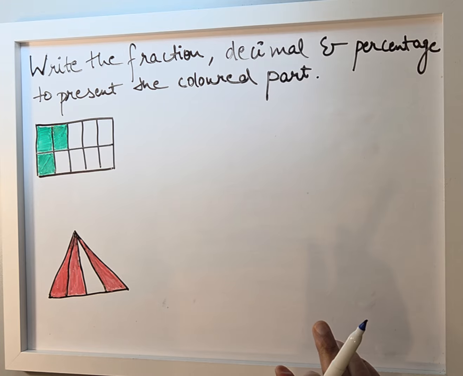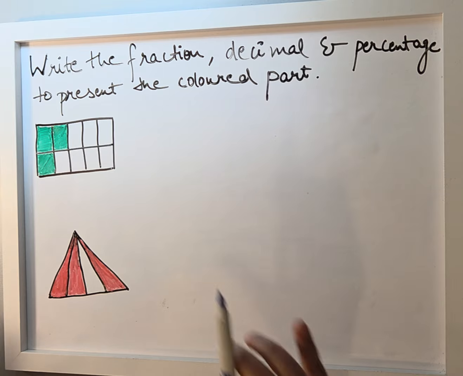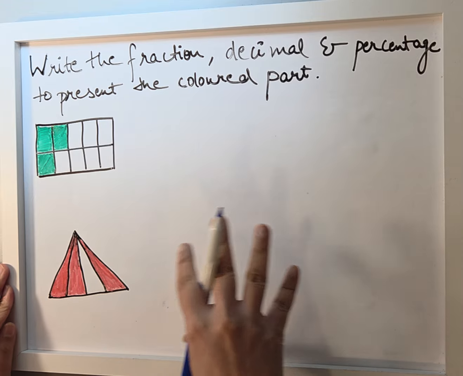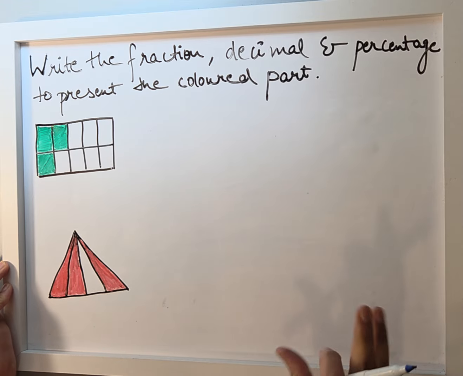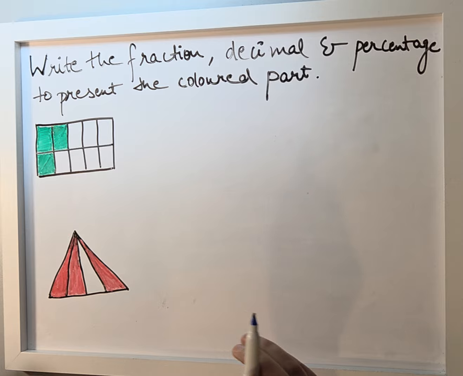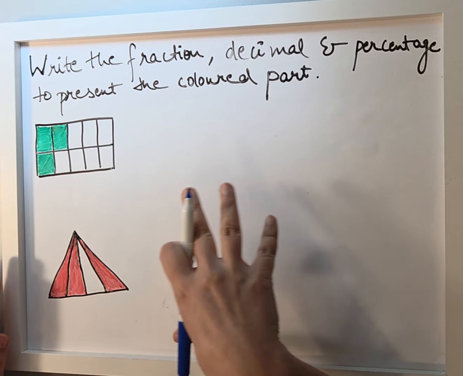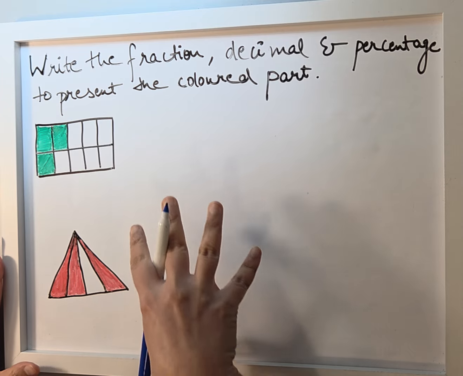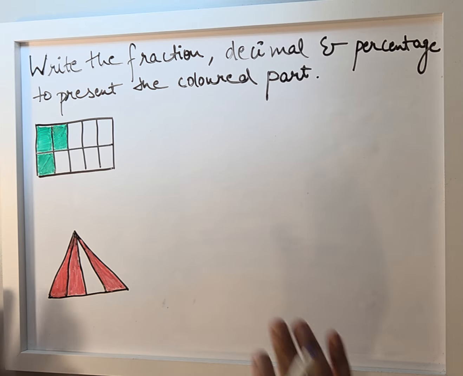Hi everyone. So today we'll be talking about how one thing can be presented in different ways, like it can be presented as a fraction, a decimal, or a percentage. We've talked about how to directly convert fractions into decimals and vice versa and into percentages. So today we'll be doing this with the help of some diagrams that have been given to us.